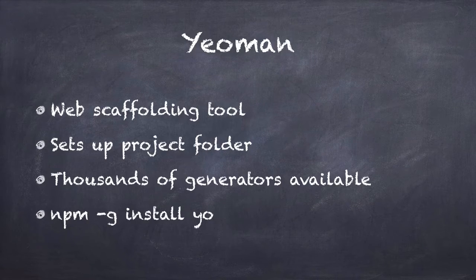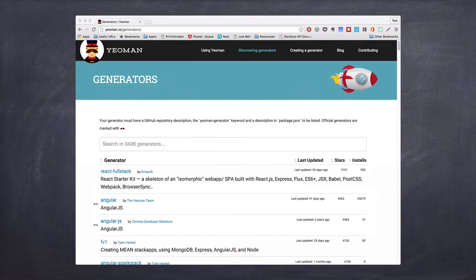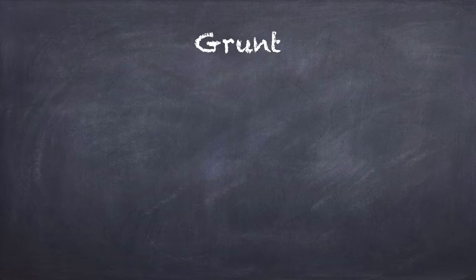How to install it: npm, Node Package Manager, install -g yo. Yo is the name of the command, and for some reason, I really like that. Go to yeoman.io and get more information about it. There's plenty of documentation. There are literally thousands of Yeoman generators out there. And as I said, build your own if you don't like any of those.